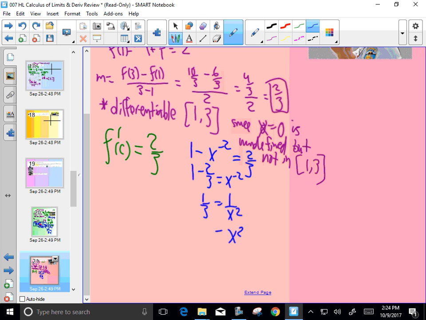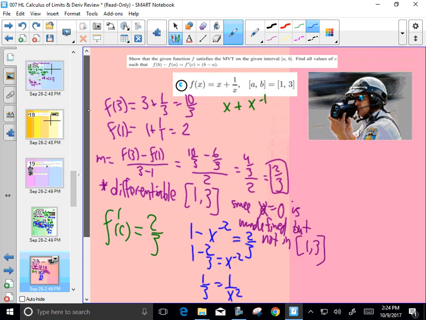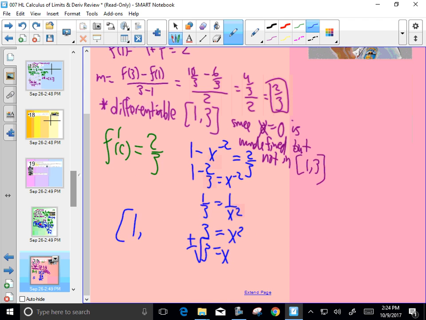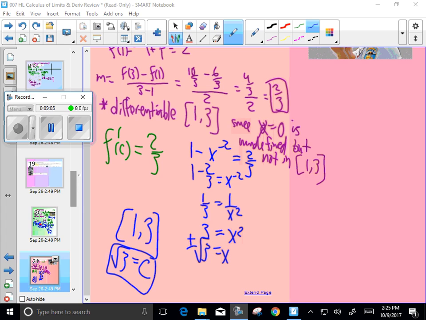What's x squared equal to? 3. So what's x equal to? Plus or minus square root of 3. Now you go back to your interval 1 to 3. Actually, x, you could use x or c here. And the negative isn't in there, but is the square root of 3 in that interval? Yeah. So there you go. Is negative square root of 3? No. So we'll leave that one out. Rolle's theorem and mean value theorem. Done.